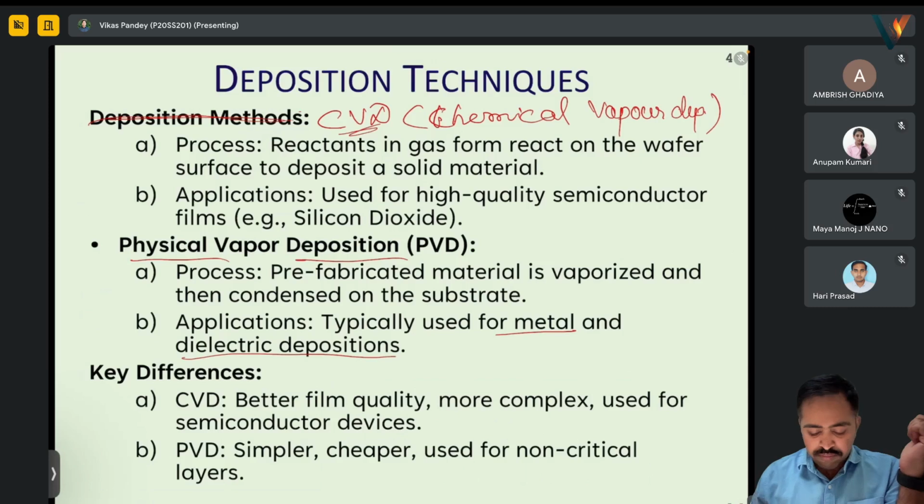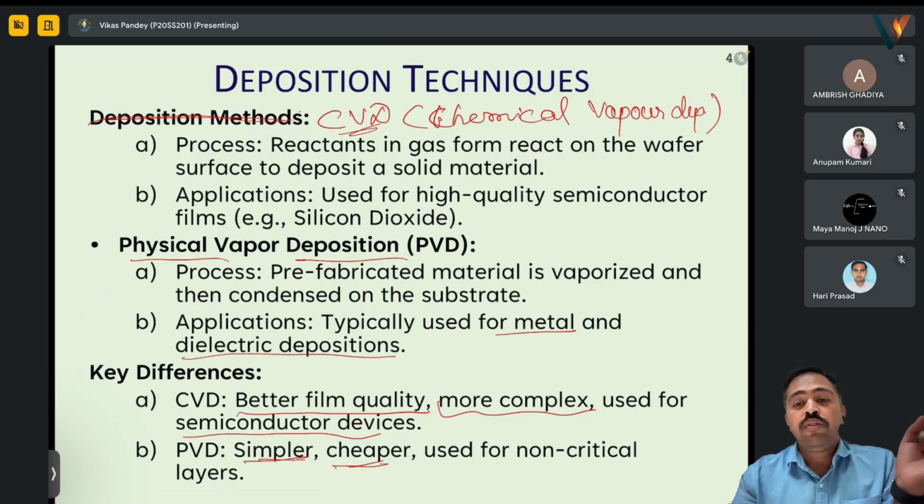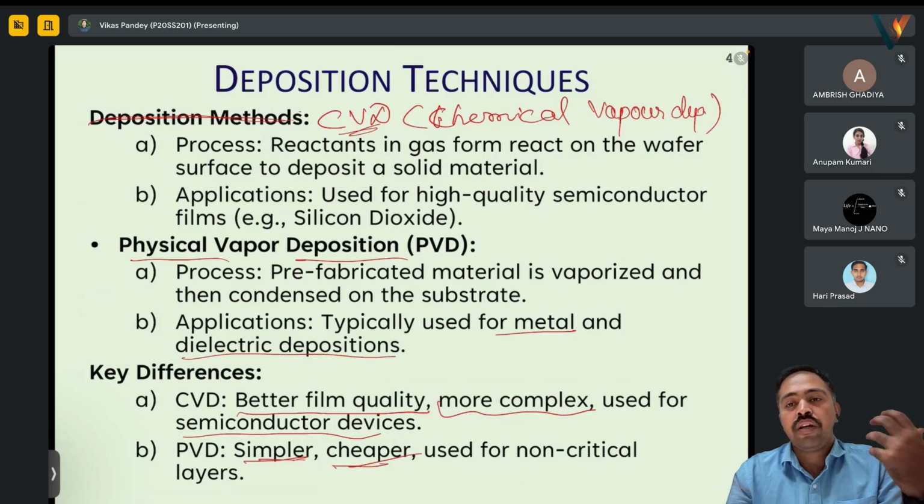What are the key differences? CVD has better film quality, but it has more complexities and is used for semiconductor devices. Whereas physical vapor deposition is simpler, much cheaper, and used for non-critical layers. That means those layers will not actually determine our electrical properties, or it may not matter much if their orientation and such are not fixed.